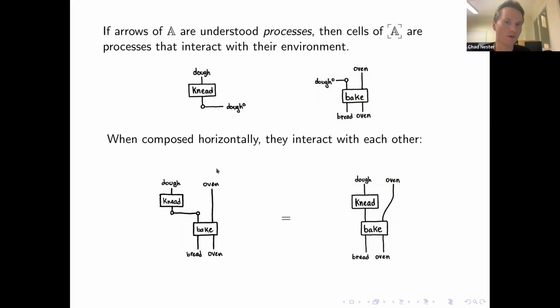So if I composed these two horizontally, then I would get this cell, and I could use the yanking equation to get just a morphism of my original monoidal category. So I can describe parts of these processes and decompose them. That's the basic idea. That's the cool thing, and the rest of it is all analysis, I guess.